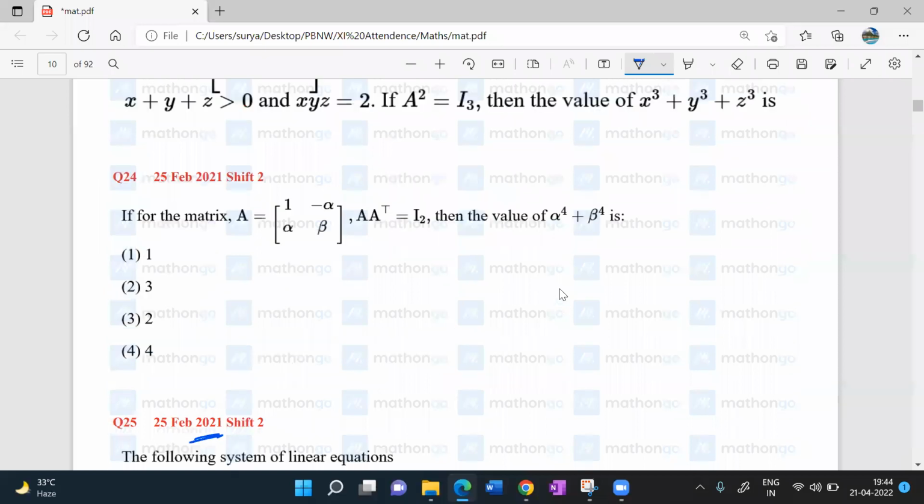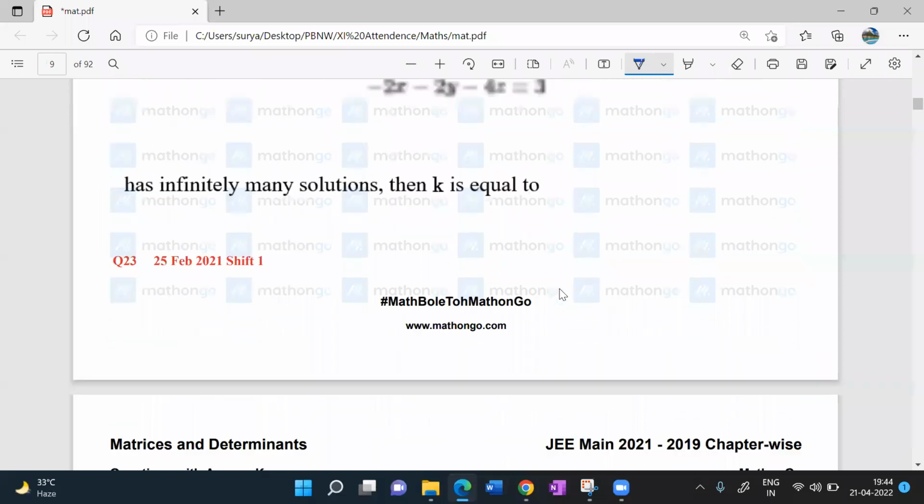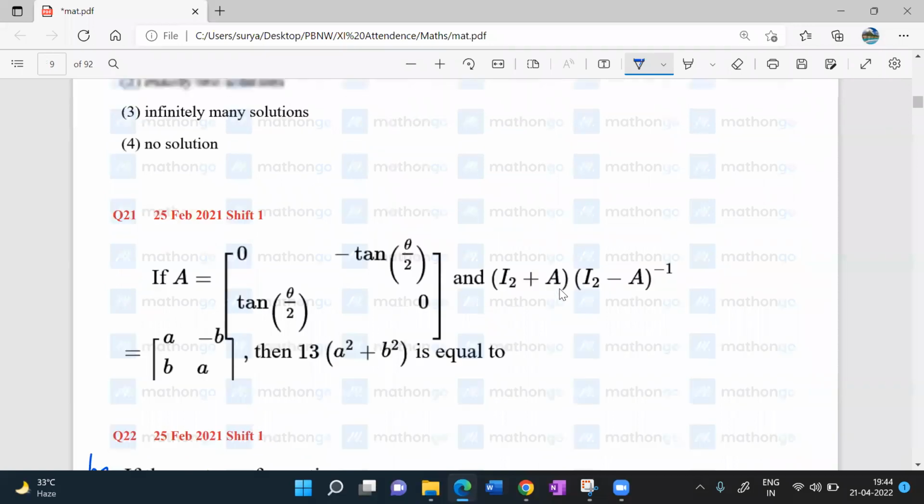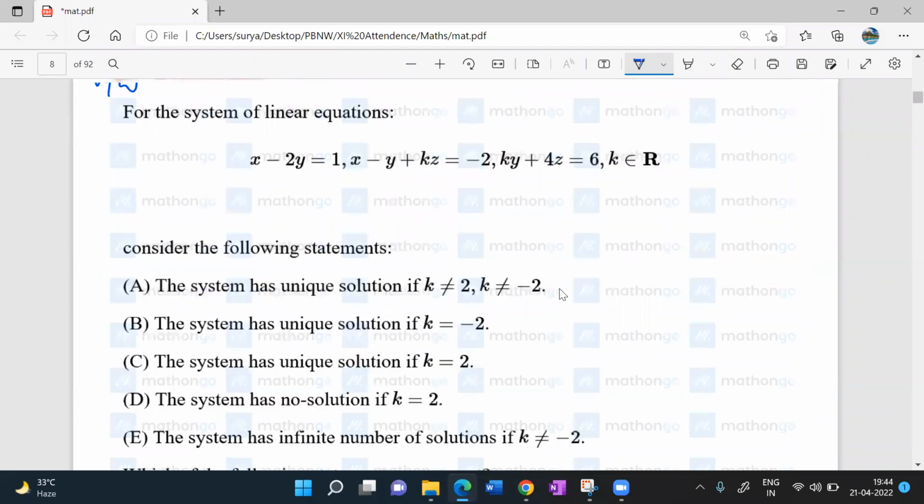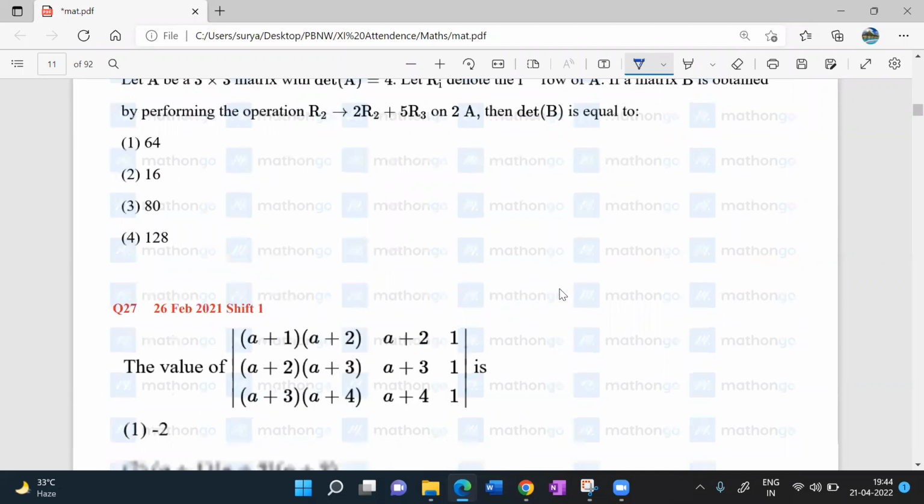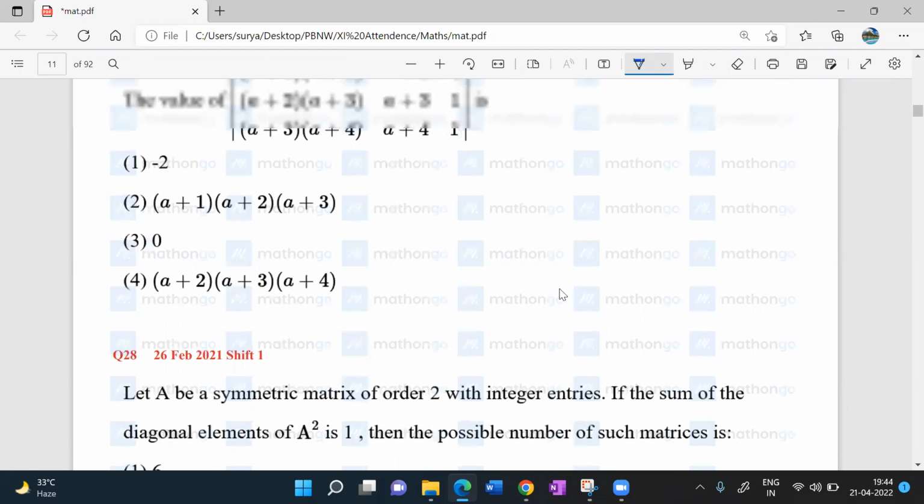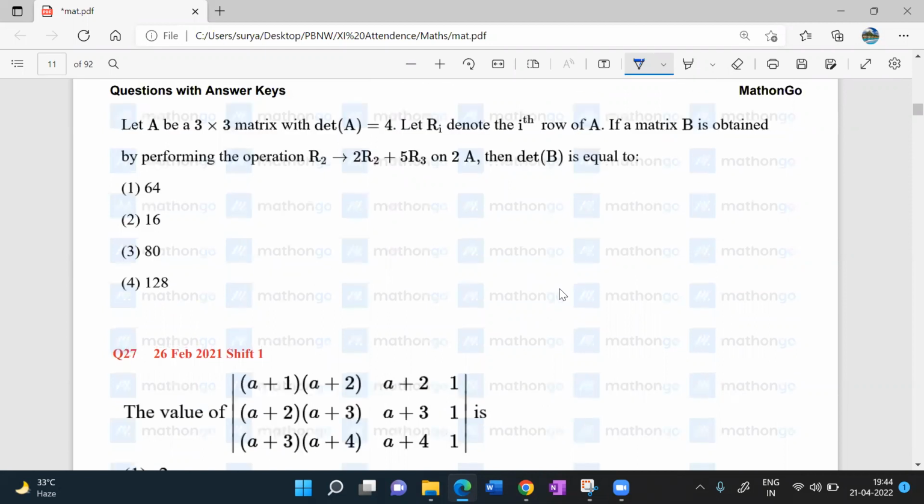Check how many questions we solved so far. Here also system of linear equations, and here also, unique solution. I mean, he's talking about system of linear equations only again. Check here also, system of linear equations everywhere. Check all the determinant questions, guys. I assure you that definitely you will get at maximum one question from system of linear equations.